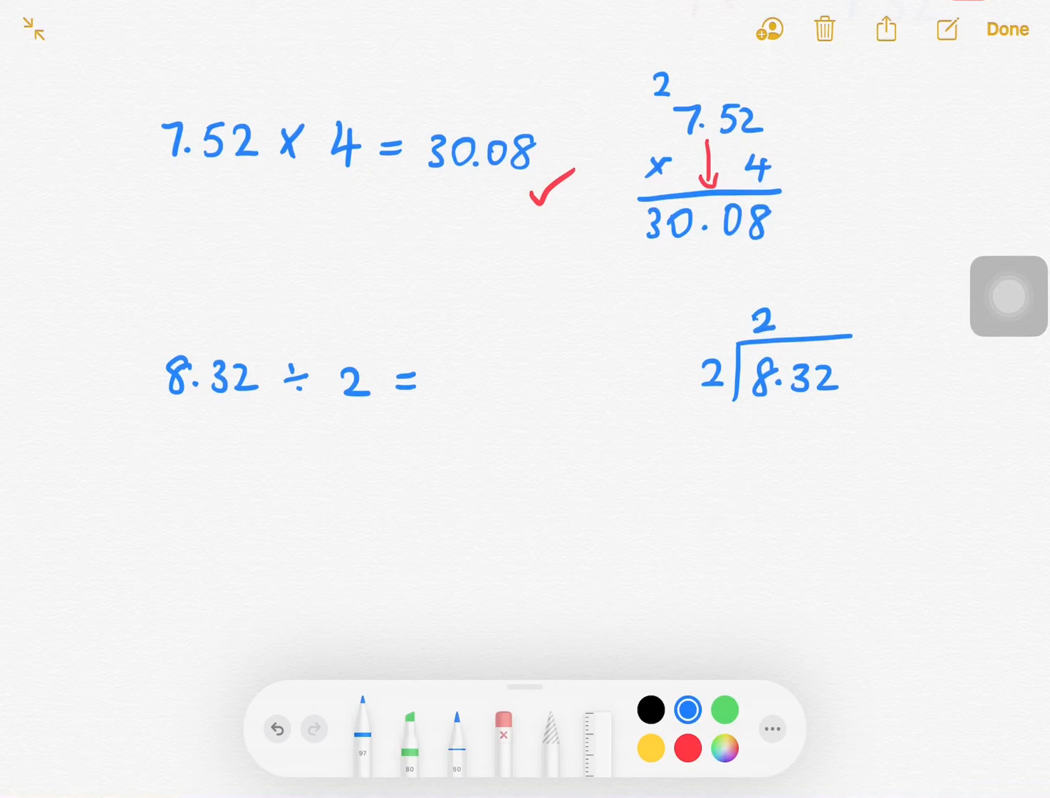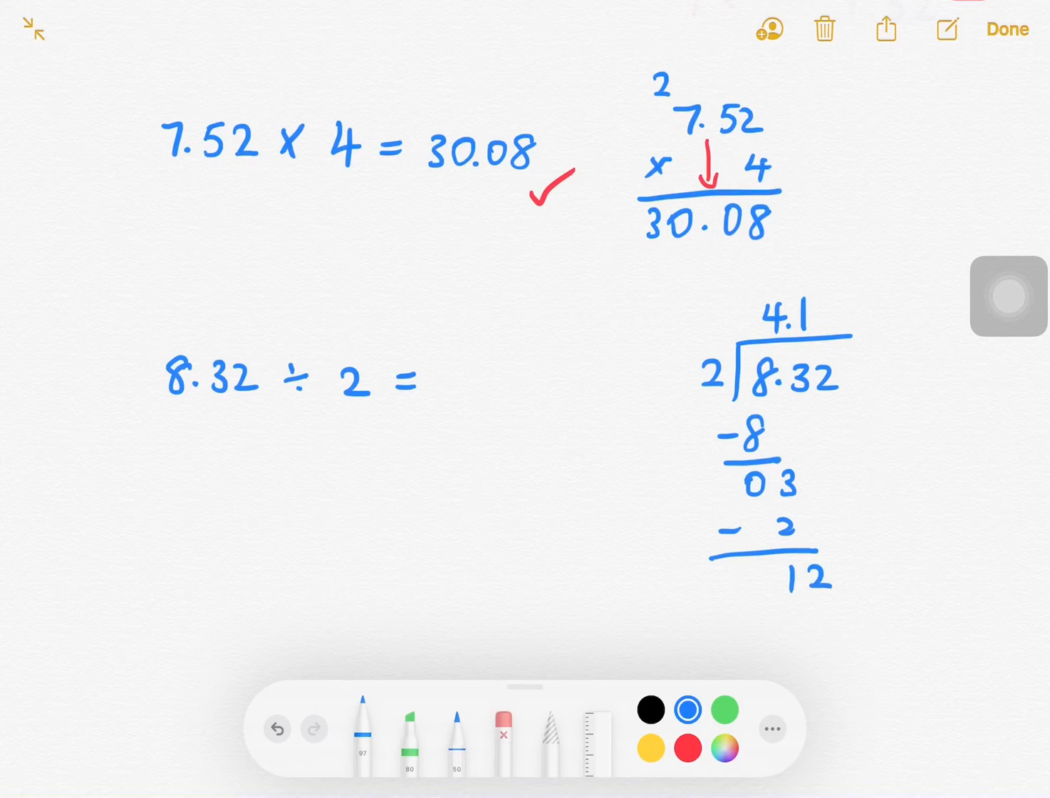So 8 divided by 2, I have 4. 4 times 2 is 8, I minus 8. Then I bring down the 3/10. So 3 divided by 2, don't forget your decimal point. I have 1 times 2 is 2.